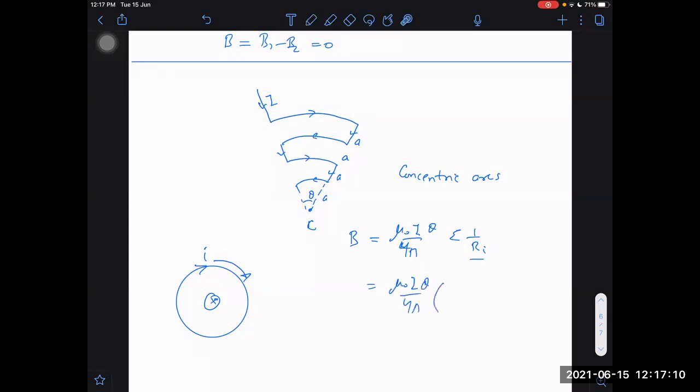What is a plus a plus a plus a? How many a's? 2, 3, 4. So it is minus 1 by 4a plus 1 by 3a minus 1 by 2a plus 1 by a. This is the value of B. Yes, sir. Right.